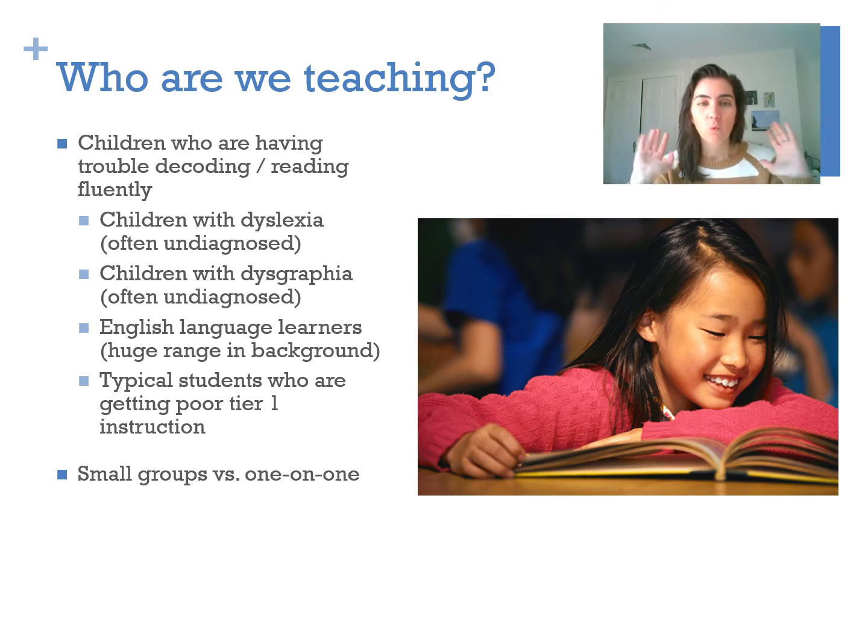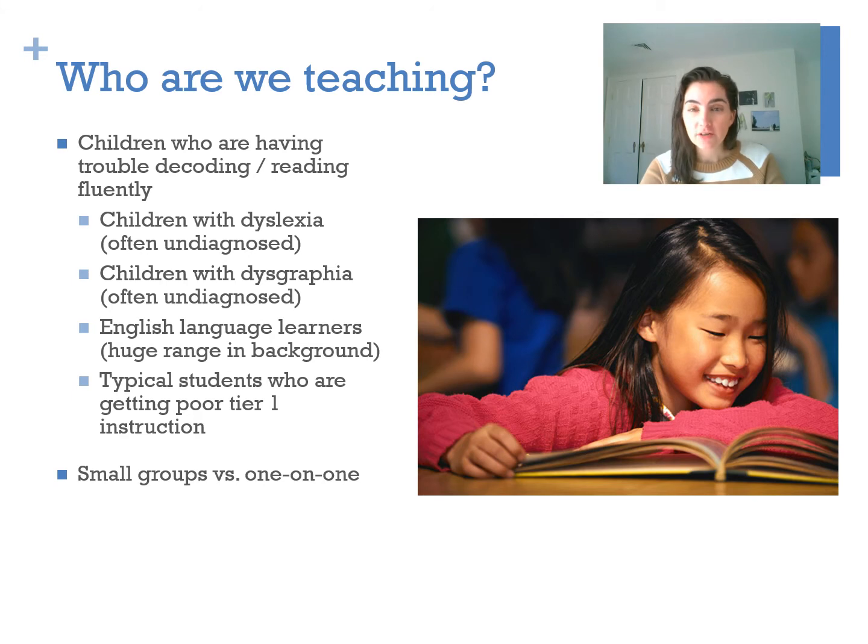So we're here because we care about our students, but we really care about this particular population of students, the struggling students. So let's think about who we are teaching. For this presentation, we're zooming in on kids who have trouble with decoding or reading fluently. So when we're thinking about those kids, let's think about what they need. They might be somebody with dyslexia, could be diagnosed or undiagnosed. Somebody with dysgraphia, most likely undiagnosed. I almost never see that term come up in schools.